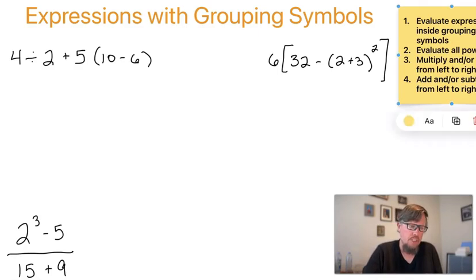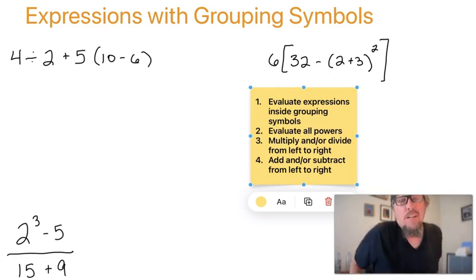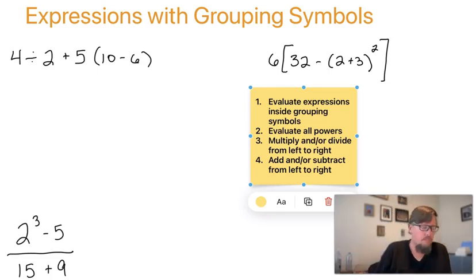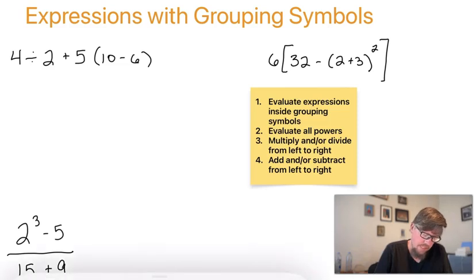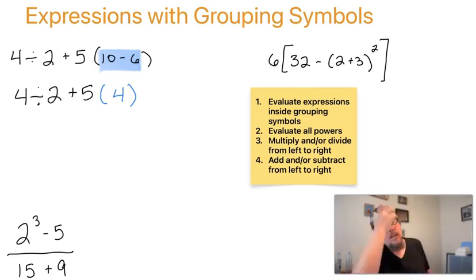Just like every time we have these, anytime we're evaluating something, we always start with the grouping symbols. And so we do have some grouping symbols here. The grouping symbols in this case are parentheses, and that's where the 10 minus 6 is. So we're going to start off with the 10 minus 6, and 10 minus 6, of course, is 4. So we've got 4. We're going to leave the parentheses. You'll see why in just a minute. But we have evaluated everything that's in the parentheses. We're going to leave the rest alone.